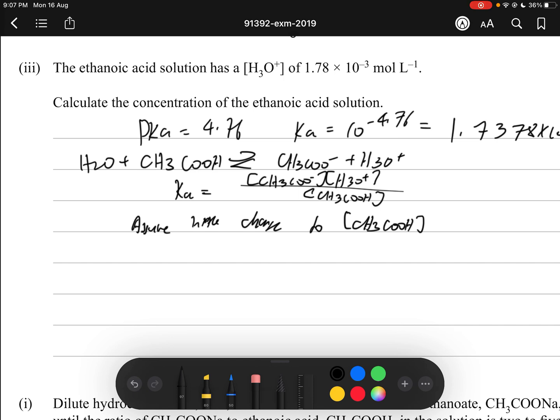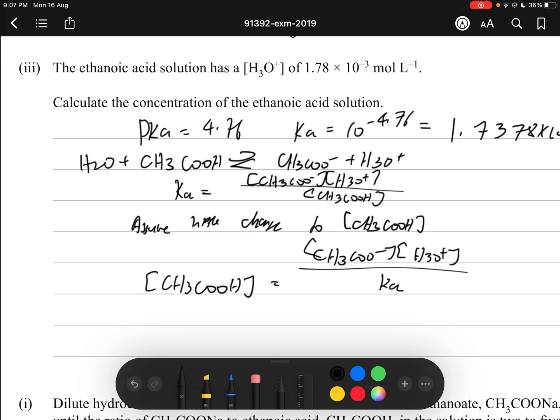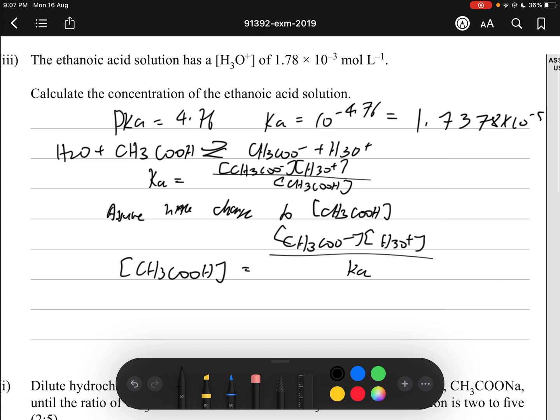We can rearrange to find CH3COOH, so that will just be this divided by Ka. However, we know that for the 1-to-1 ratio, 1 mole of ethanoic acid is going to give us 1 mole of the conjugate base and the hydronium ion. So the concentration of hydronium is equal to the concentration of the conjugate base.